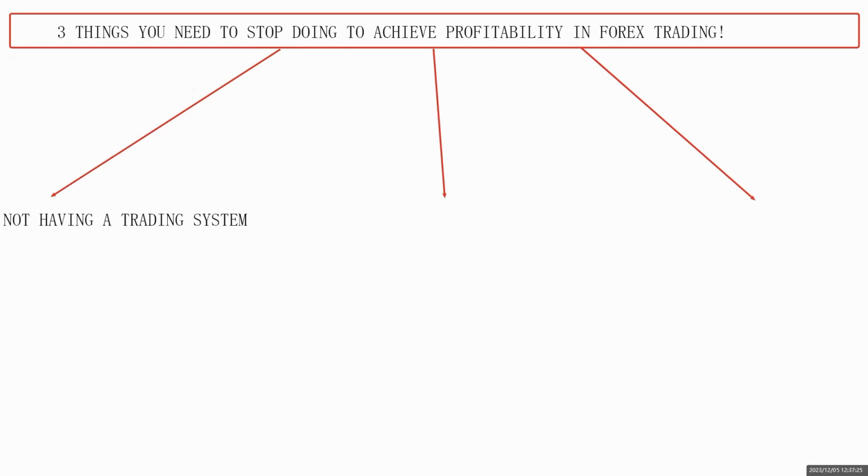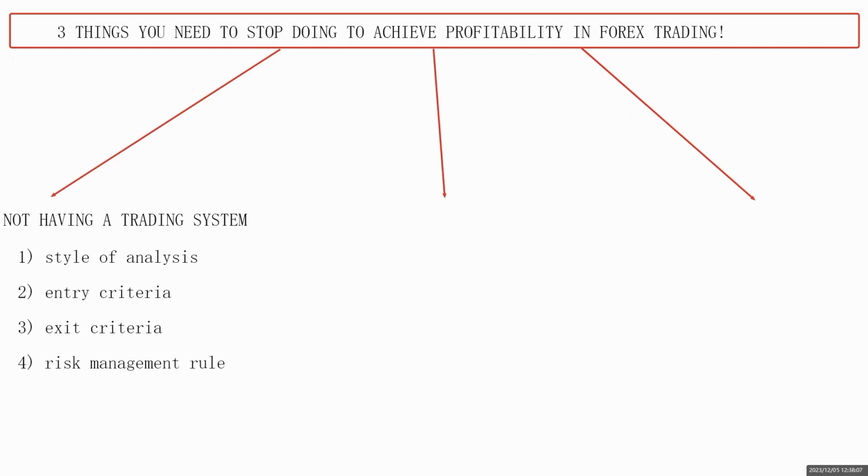So perhaps let me give you some light on that. What are the things that a trading system must have? Number one, a trading system must have your style of analysis. That's the first thing. Like for me, I use the multi-time frame analysis. It must have an entry criteria, right? Your trading system must also give you an exit criteria. It is supposed to give you a risk management rule. And the last thing is a trade management rule that allows you to secure your profit while the market is providing it.